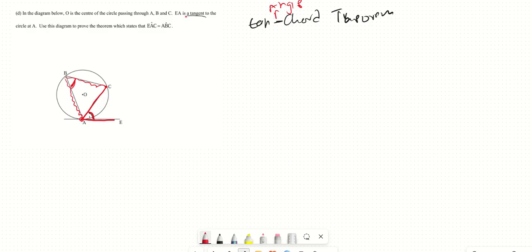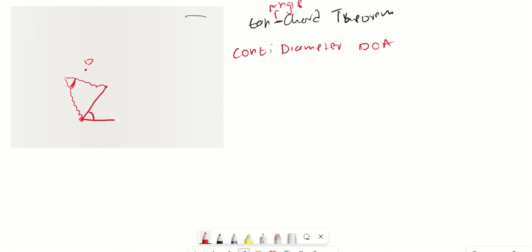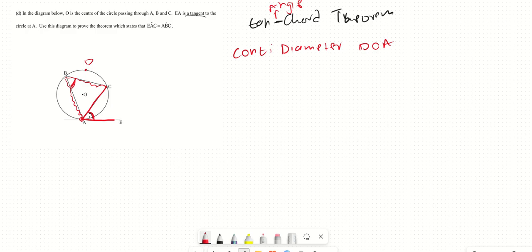So now let's go to the construction. We know that to prove a theorem, we need to construct something. What do we construct here? We construct a diameter. Let's call it diameter DOA. So I'm going to put my D here, then construct my diameter going down here, passing through the center. That is the diameter.